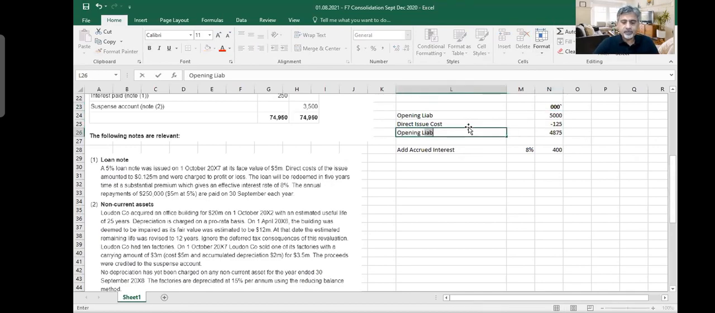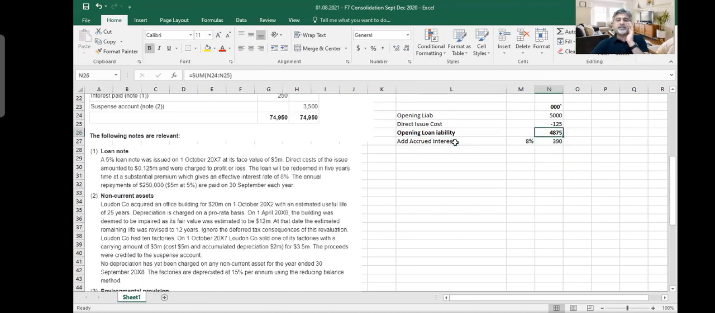this is your opening loan liability. Call it loan liability, bond liability, whatever. So this is my opening loan liability, which is 4875. And then on this 4875, I take 8%, and this is going to be added to my interest. So my initial liability is 4875 plus my interest 390, less interest paid. How much do you pay? You pay at 5%, and 5% of what? Of 5 million. So 5 million into 5%, and into -1. So this is 250, which I have paid. So this is my closing loan liability.